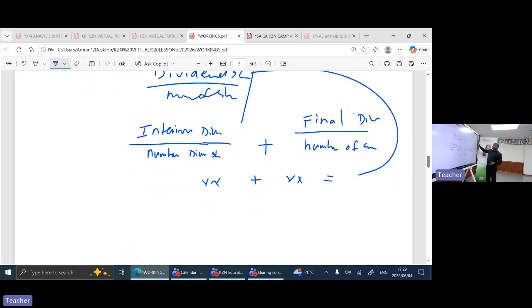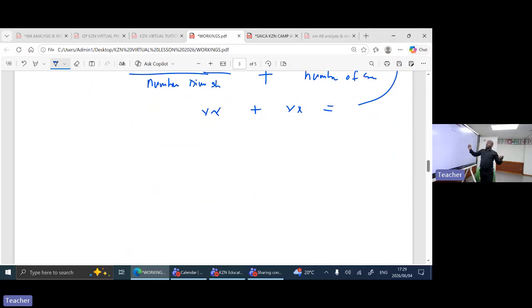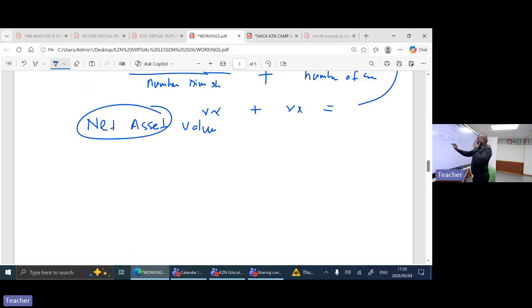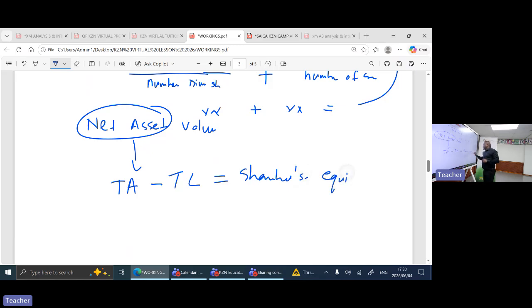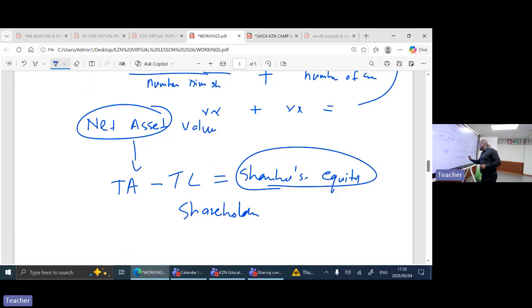Okay, I'm not too sure which other indicators I'm forgetting here, but I think I'm forgetting net asset value. Net asset value. Net assets is your total assets minus your total liabilities. What you get there is what is called your shareholders' equity. When you take your total assets minus the total liabilities, you get your shareholders' equity. That is why the formula of the net asset value says shareholders' equity.